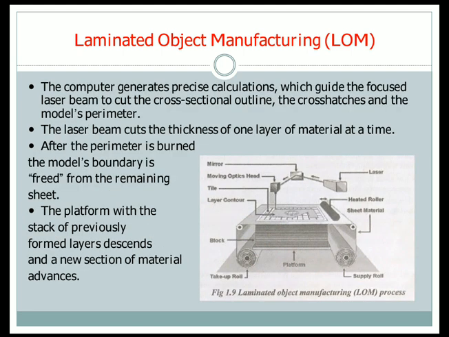Here in the figure, as you can see, there is a take up roller and a supply roller, and in the middle there will be a platform. The material is continuously supplied by the supply roller, and the heated roller heats it, causing the material to become plastic, that is, from elastic state to plastic state. At this stage the laser beam draws the pattern of the three-dimensional model which is to be manufactured, and that pattern is separated from the sheet. The remaining sheet moves forward and is collected into the take up roller.